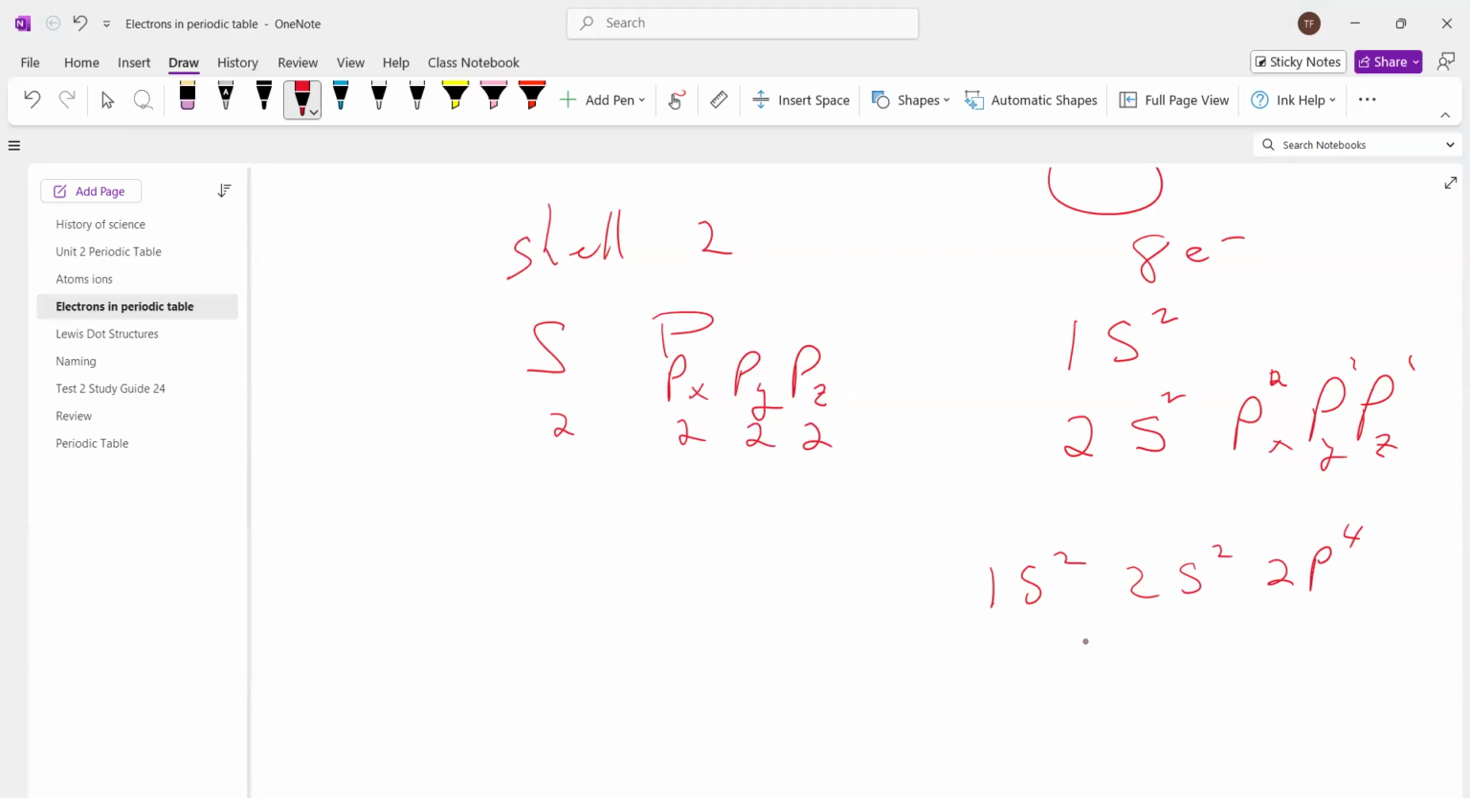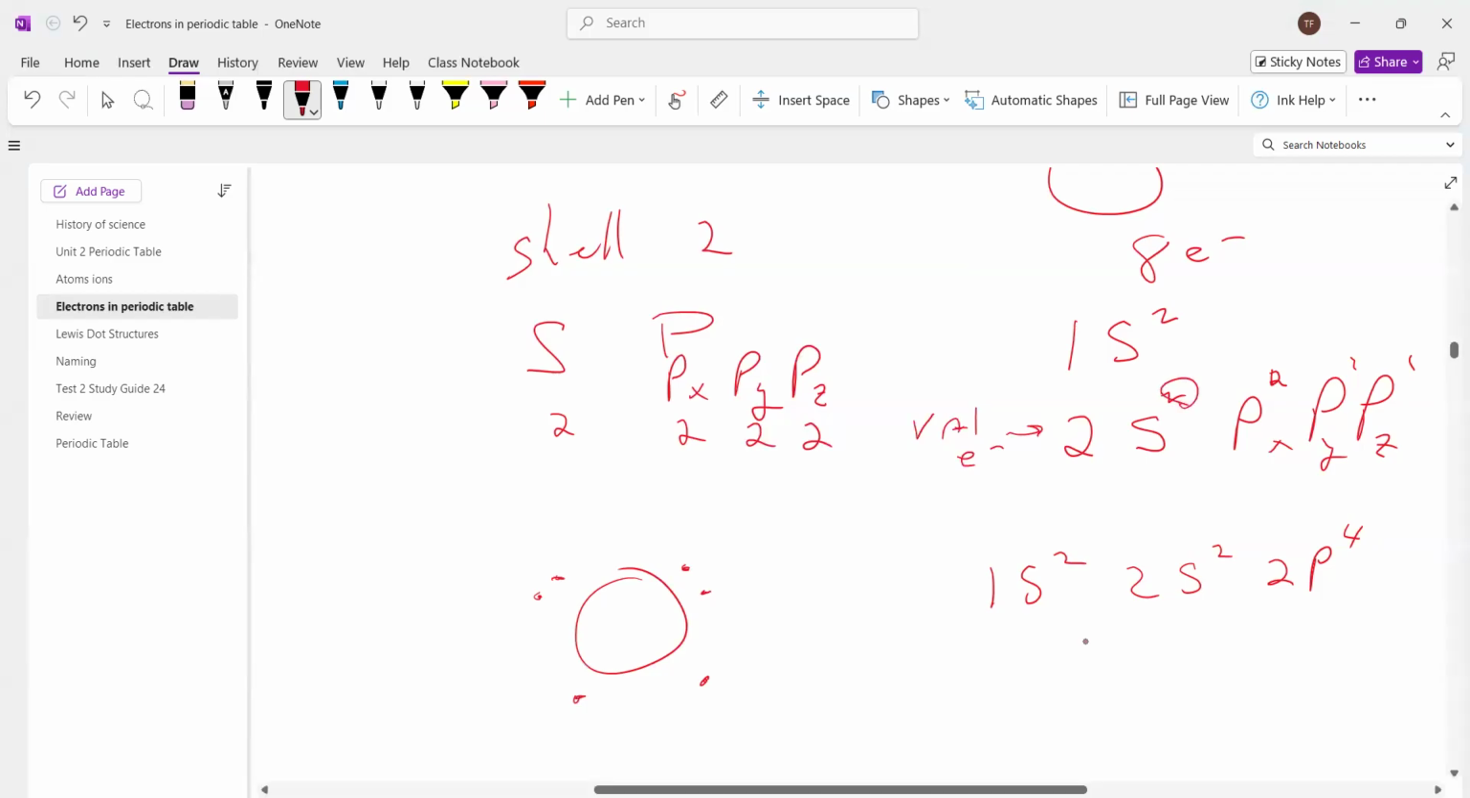Now, remember when we're doing Lewis dot structures. That's what the valence electrons look like for oxygen. We have 2 pairs and 2 singletons. Now, these are the valence electrons here, the outermost orbital. Notice we have pair, pair, singleton, singleton. That's where this comes from.